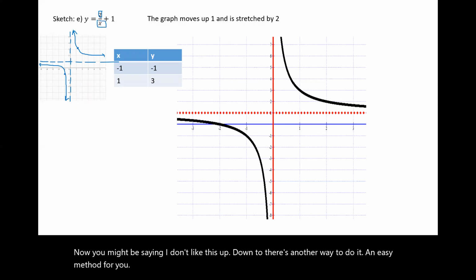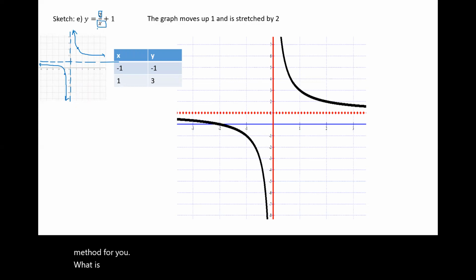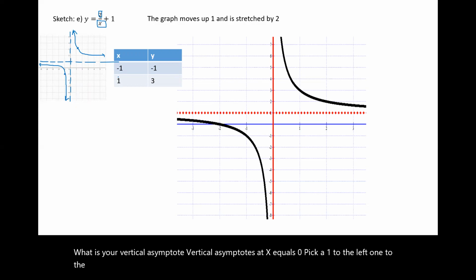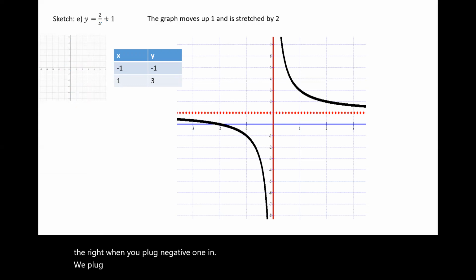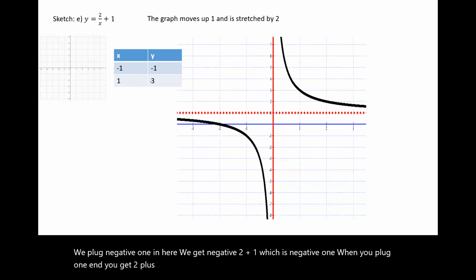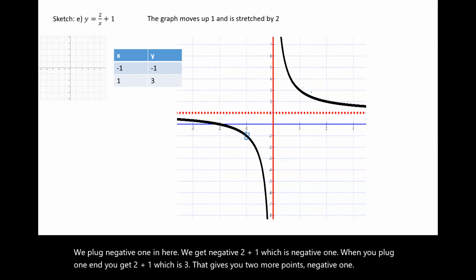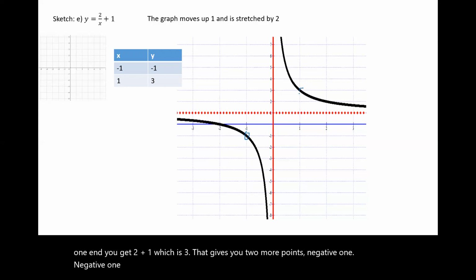What is your vertical asymptote? Vertical asymptote is at x equals 0. Pick a point, 1 to the left, 1 to the right. When you plug -1 in, we plug -1 in here, we get -2 plus 1, which is -1. When you plug 1 in, you get 2 plus 1, which is 3. That gives you 2 more points. (-1, -1) and (1, 3).